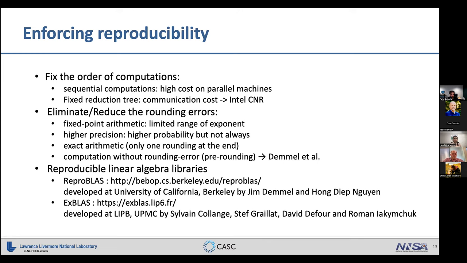We can do it by eliminating the rounding error. There are several ways that have been discussed in the literature. Some of them include fixed point arithmetic, but that limits the range of the values that variables can take. Exact arithmetic, but that increases the memory usage and things like that. Now there are reproducible linear algebra libraries, ReproBLAS and ExBLAS, something that one can use if we are very stringent on the reproducibility aspects.